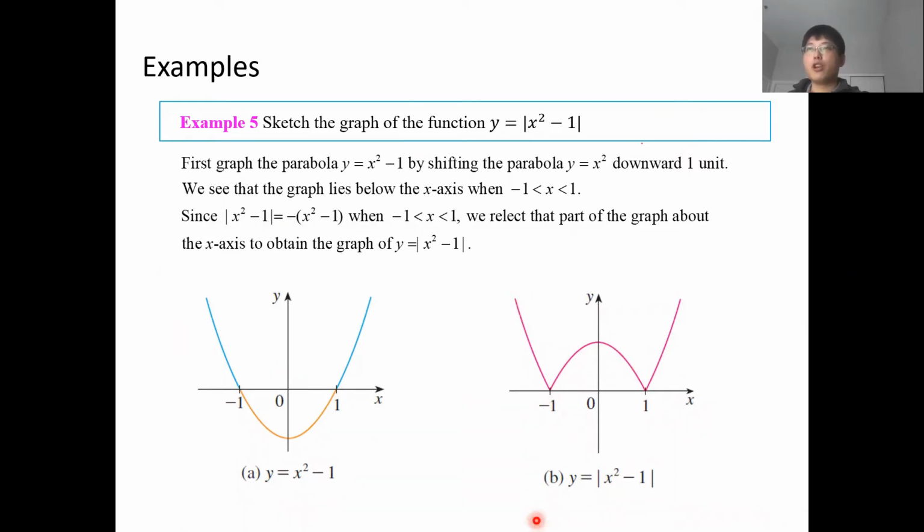So the method discussed here applies to the more general context. In general, you might be asked to sketch the graph of y equals the absolute value of f of x. You first sketch the graph of f of x, and figure out the parts above and below the x-axis. For the parts above the x-axis, you keep it invariant. But for the parts below the x-axis, you simply reflect it about the x-axis. That way you will get the graph for the absolute value of f of x in general. All right, so this is example 5.